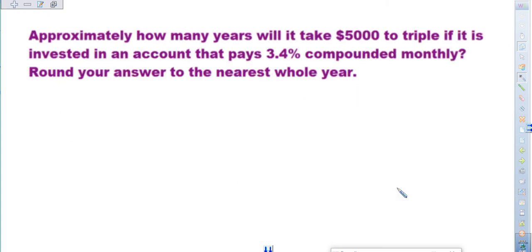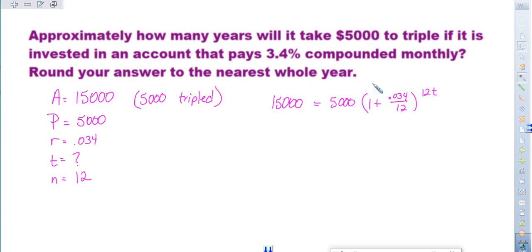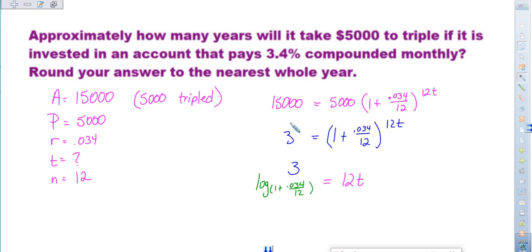Same basic question. $5,000 triples. You're using 3.4% compounded monthly. We're going to need the nearest whole year. So write everything down, plug it in. Remember I said the shortcut was it's going to be 3 because you tripled something. And then we divided by the 5,000 to get the 3.